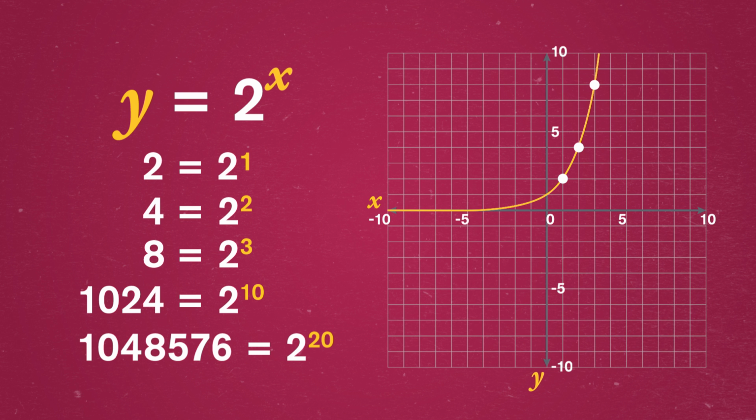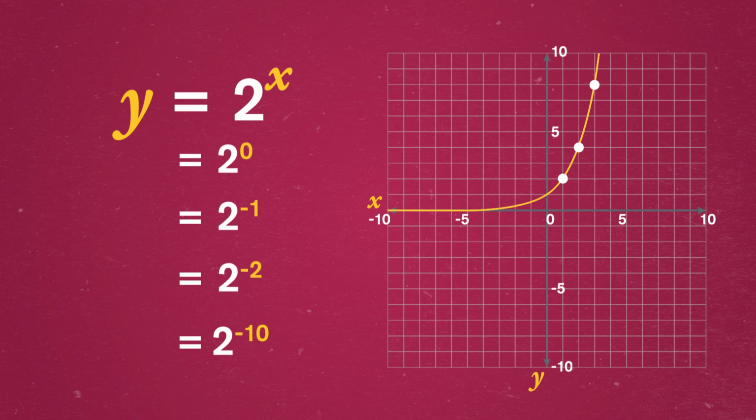And we can plug in easy-to-check numbers on the other side of our graph too. Anything raised to the 0th power is 1. Great. The negative exponents move our powers of 2 into the denominator. So 2 to the -1 is a half. 2 to the -2 is a quarter. And 2 to the -10 is 1 over 1,024, and so on. Even if the x values are negative, the y values will always be positive, but they get closer and closer to 0 as x decreases.